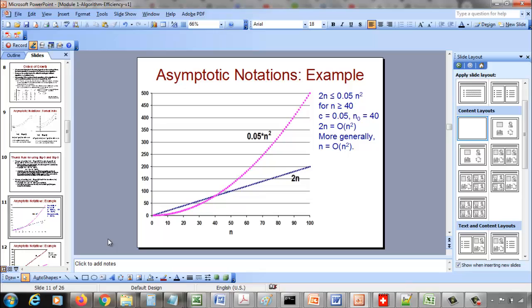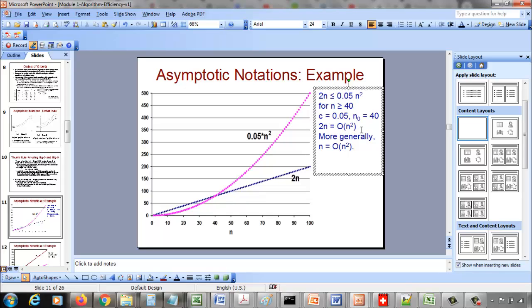Now, if you're given, say, two functions, 2n and 0.05n square, obviously after, say, n is 40, we can say that 2n grows slower than 0.05n square. So we can say 2n is bounded above by this 0.05n square. So we can always discard the coefficient when we write inside the big O notation. So we can say 2n is equal to big O of n square.